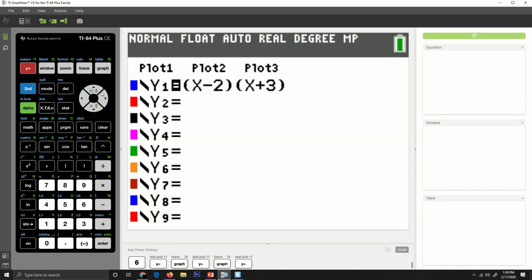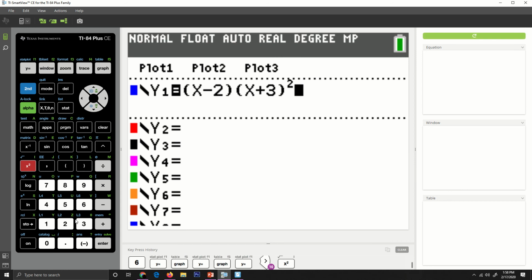Well, what happens if I repeat this second factor? I make it x plus 3. I could do that two ways. I could write x plus 3 again, or I could hit squared here. And so this factor has been repeated twice because I'm multiplying x plus 3 times x plus 3. This is now a third degree polynomial.